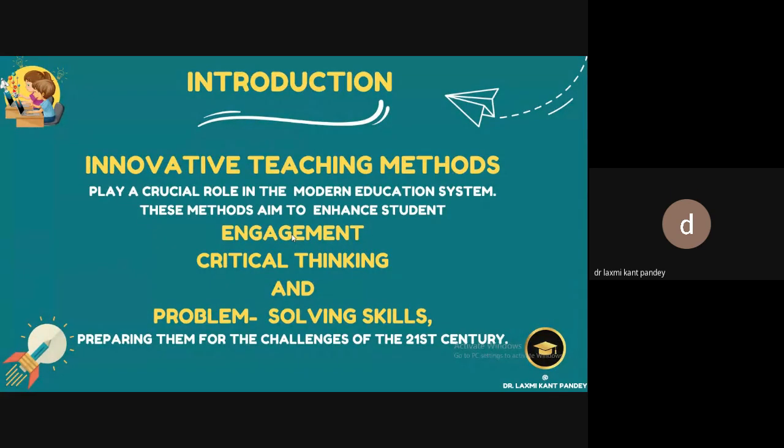So this is a very basic and very important question. Why innovation is needed in teaching methods? So I would like to quote Charles Darwin, what he said: "It is not the strongest of the species that survives, nor the most intelligent that survives. It is the one that is most adaptable to change can survive."